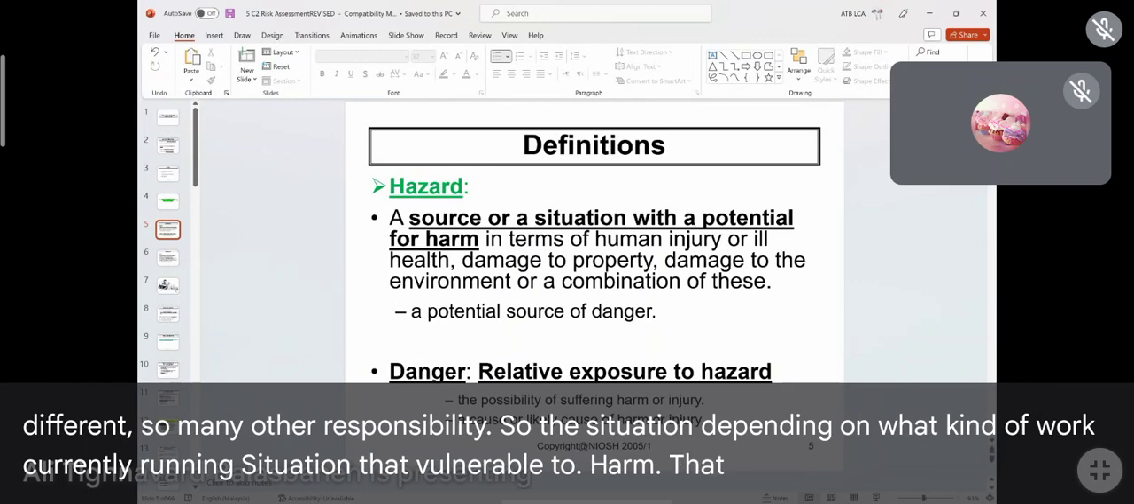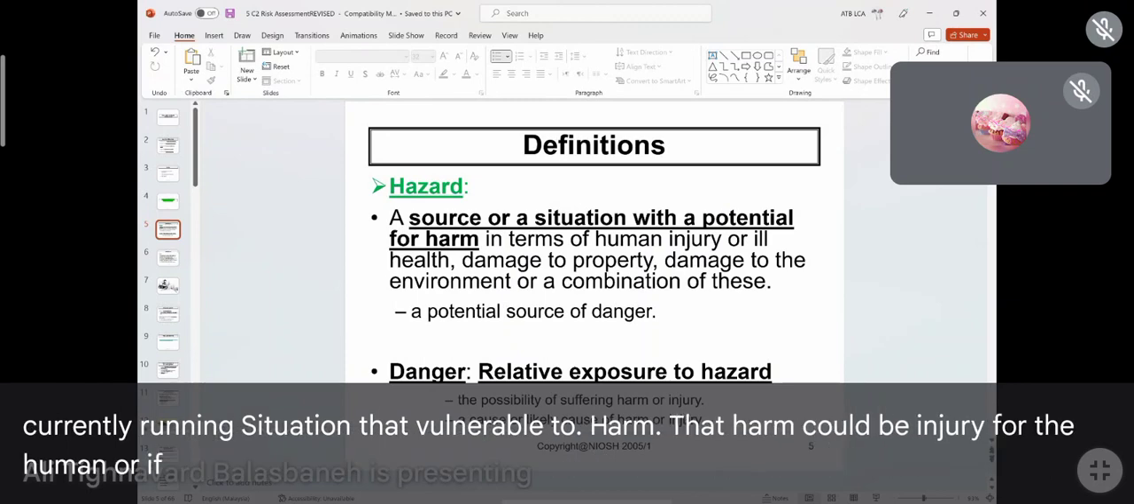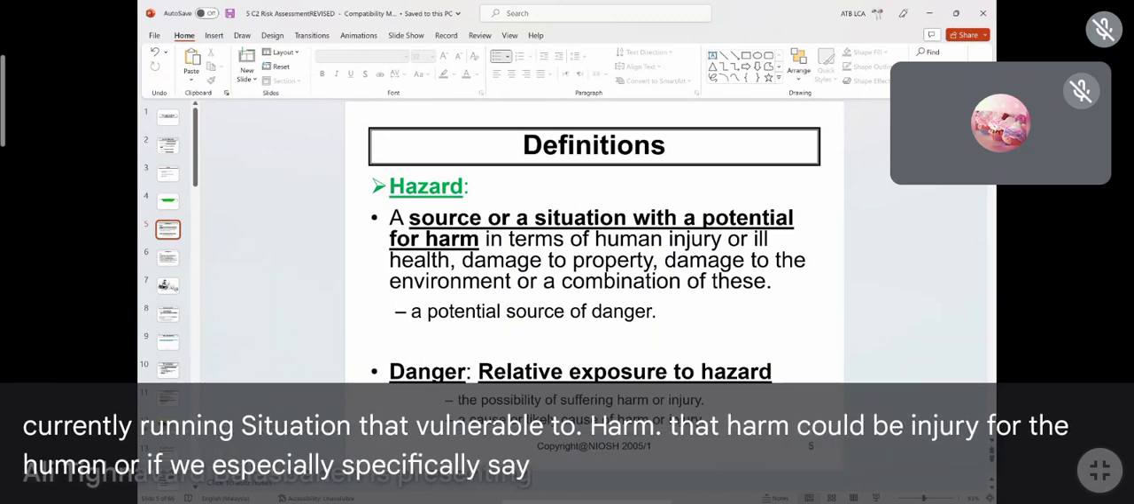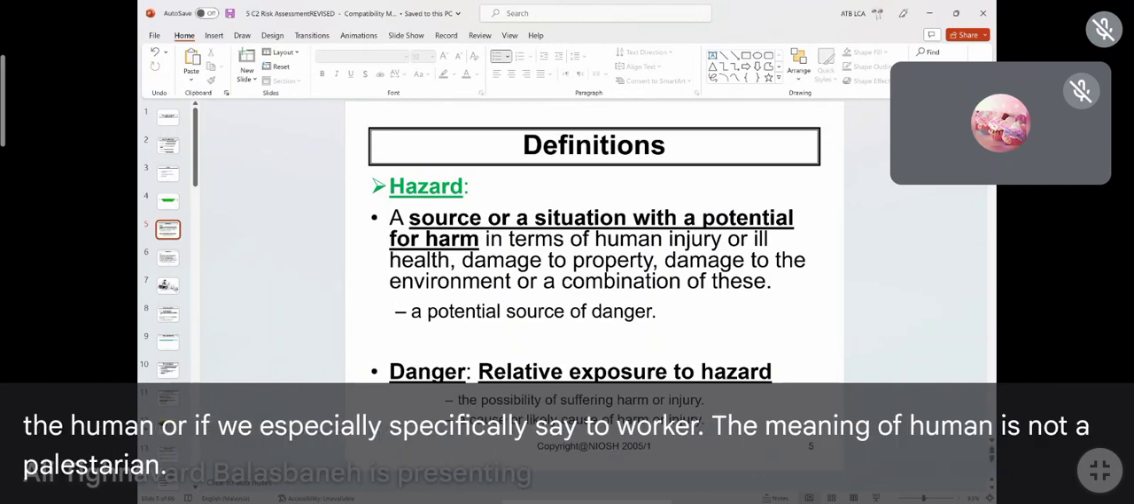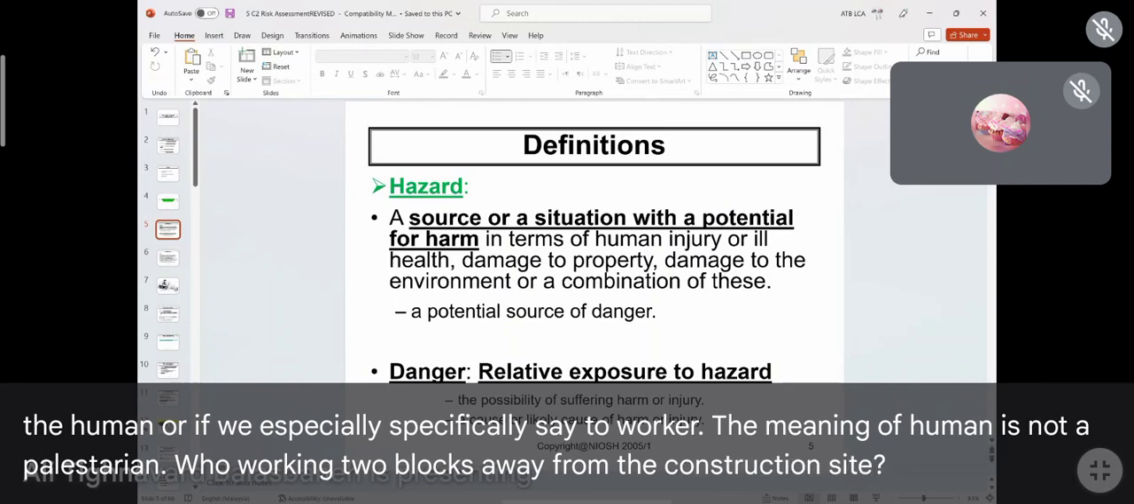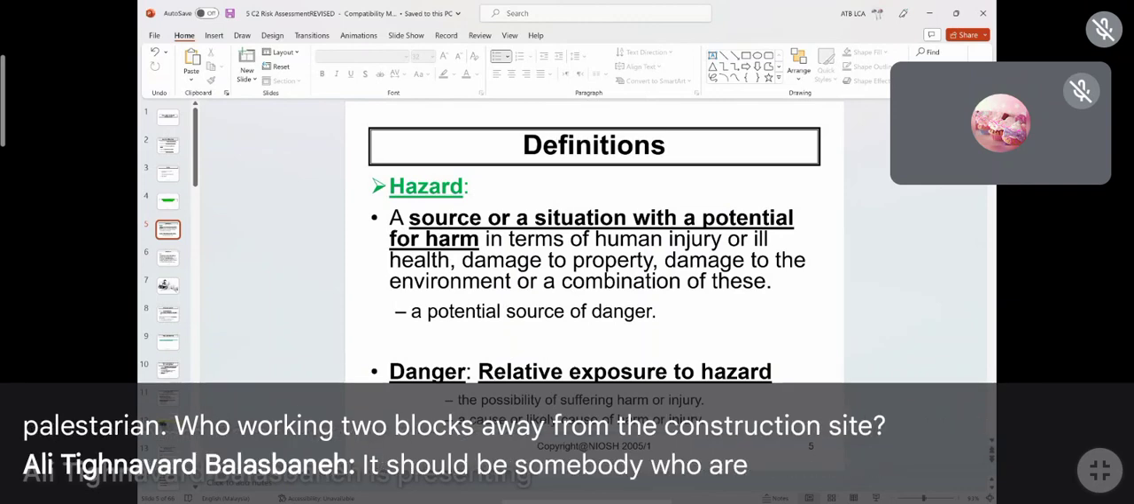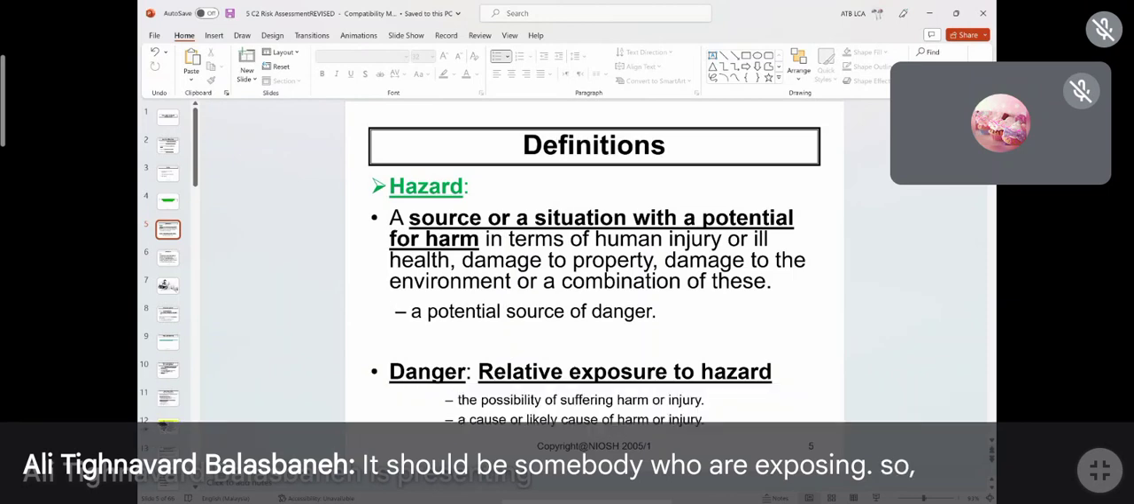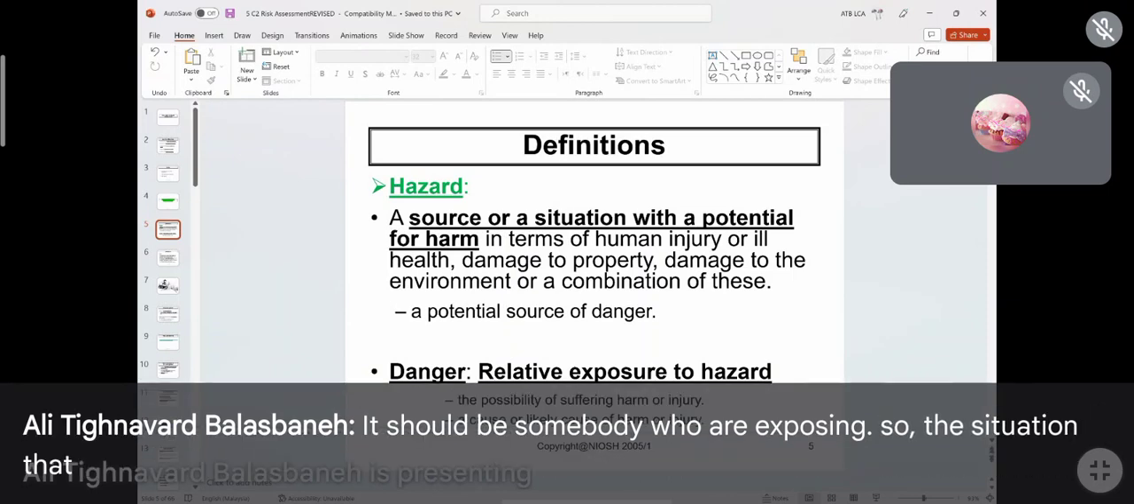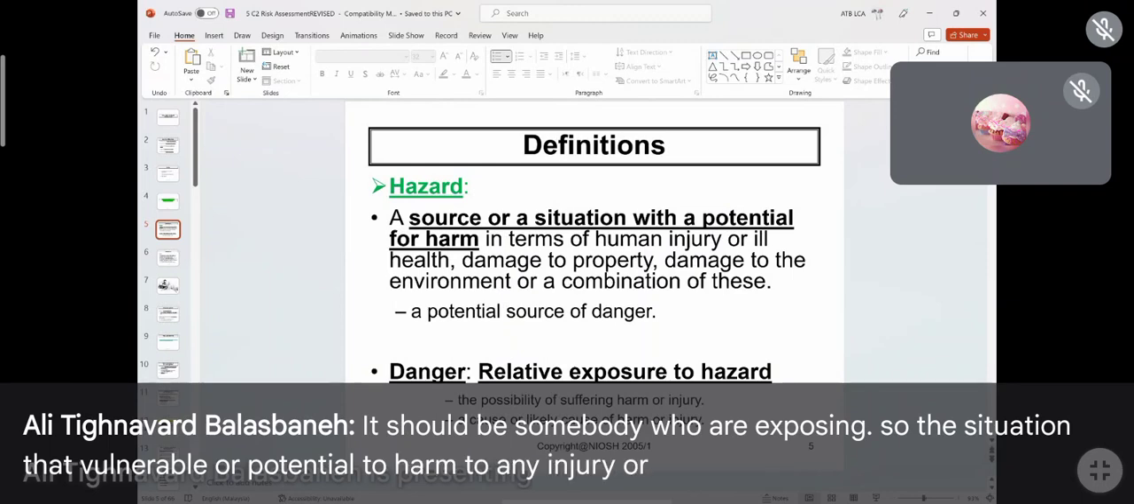That harm could be injury to a human, or specifically to a worker. The meaning of human is not a pedestrian who is walking two blocks away from the construction site. It should be somebody who is exposed. So the situation is vulnerable or has the potential to cause harm, injury, ill health or damage.